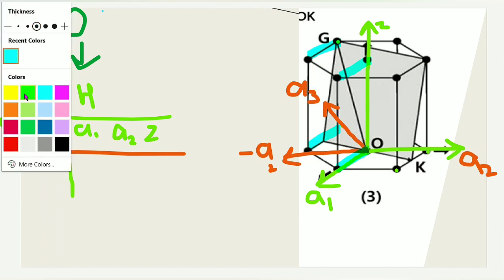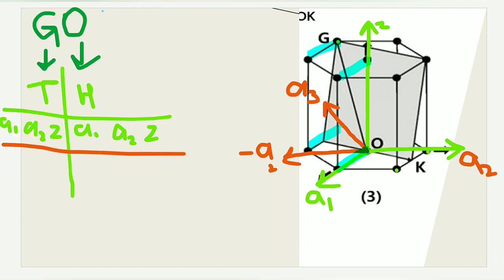Now, I think I should use highlighter again so that you may know the path I'm following. Okay, so starting from origin, we need to calculate the coordinates of point G. That is why I am mentioning these things. Coordinates of point G means how much we have to move along the A1, A2 and Z axis to reach the point G, ignoring the A3 motions. Okay, we can't move along A3 directions.